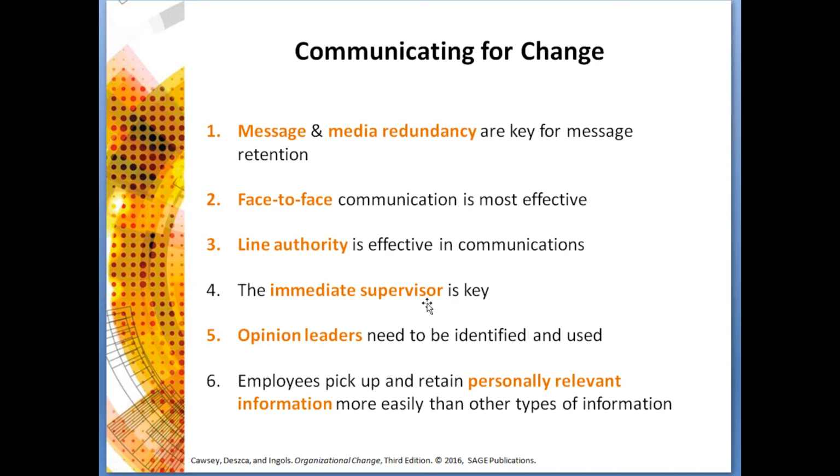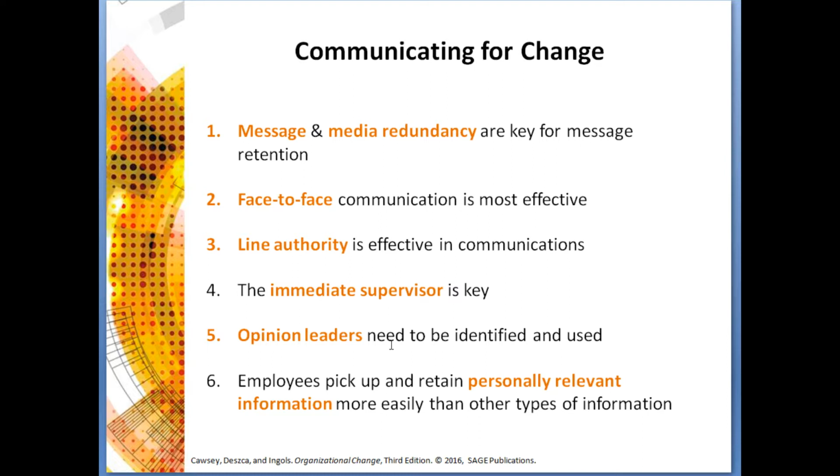Immediate supervisor is key. Your immediate supervisor needs to be on board with the change. Otherwise, they're going to give you the idea that there is no burning platform. There is no immediacy here, and this change is probably going to go away and not happen, and then people will just resist.